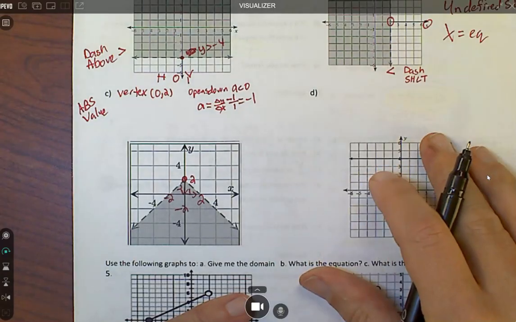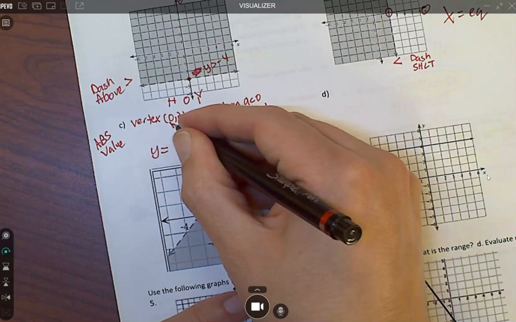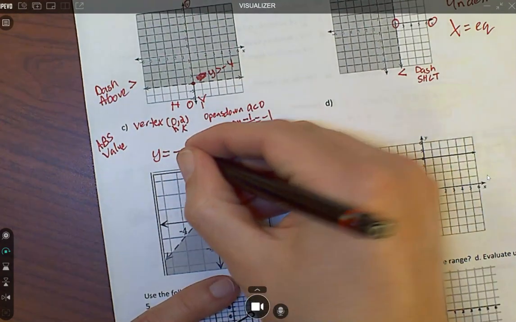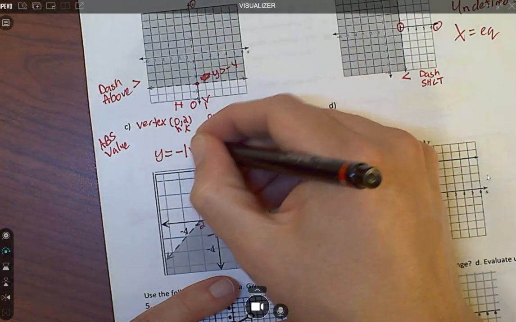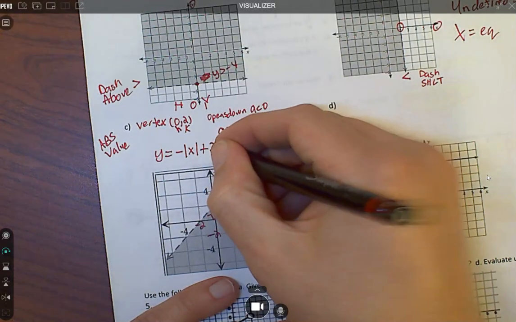Okay, now you put it in vertex form. Y equals, that's HK. Negative goes in front of the absolute value. You don't put x minus 0, you just leave it like that. And then K is the same.